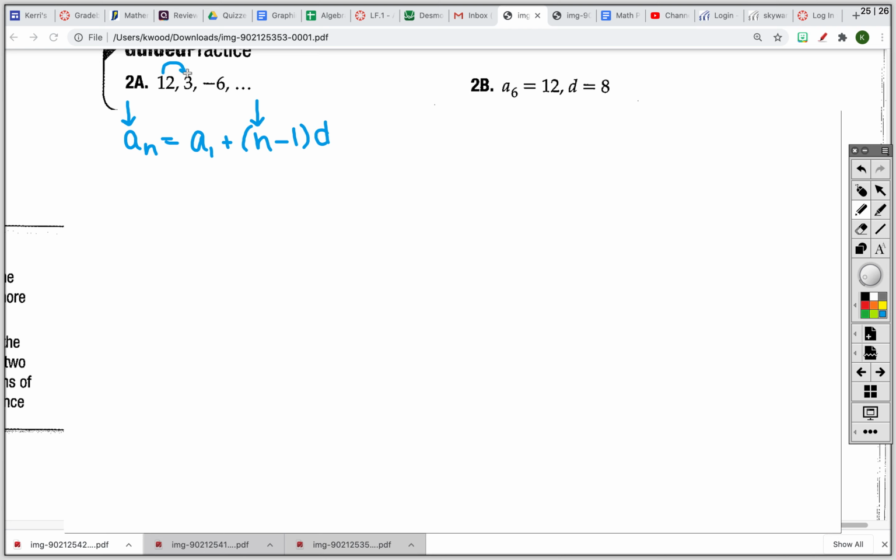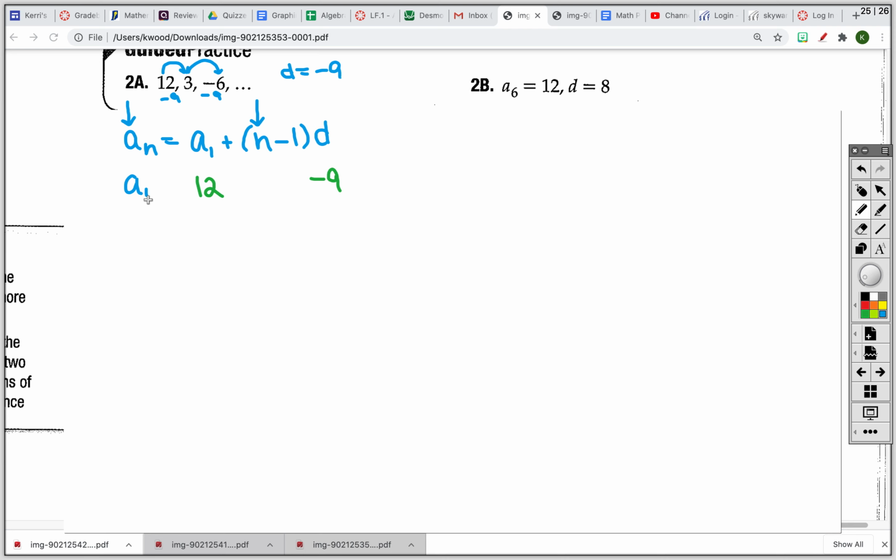Well, to go from 12 to 3, we subtracted 9. And let's make sure from 3 to negative 6, yep, we subtracted 9. So I know that given this set of numbers that the common difference is a minus 9 or a negative 9. This is also needed to be my first term in the sequence, and the first term in the sequence is a 12. Okay, so we simply plug the values in. I'm going to plug in 12 for the first term and negative 9 for the common difference. Everything else we simply bring down.